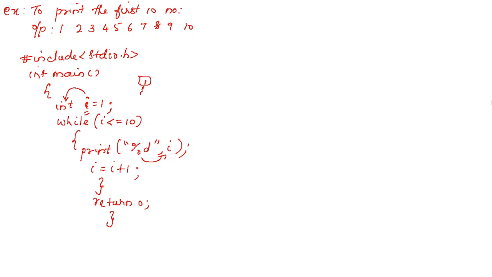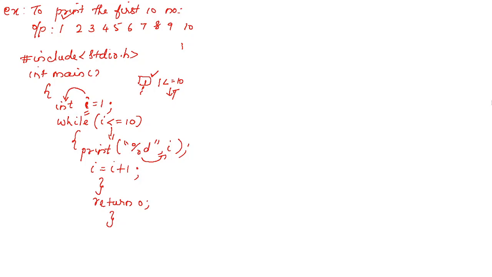What is the value for i now? i is equal to 1, right? So whether 1 is less than or equal to 10. If the condition is true, it will enter the loop and execute the statement. Is it true or false? It is true, right? So it will print the value of i. The first value will be printed, so you will be getting 1.